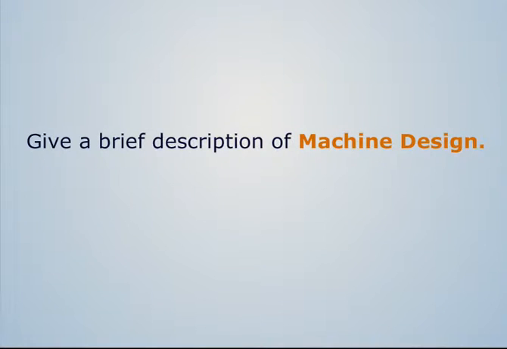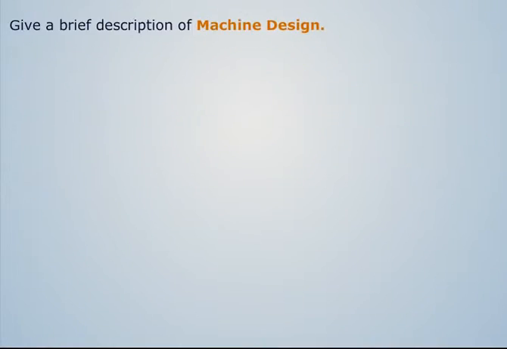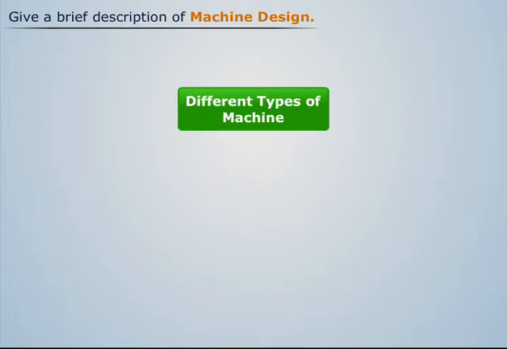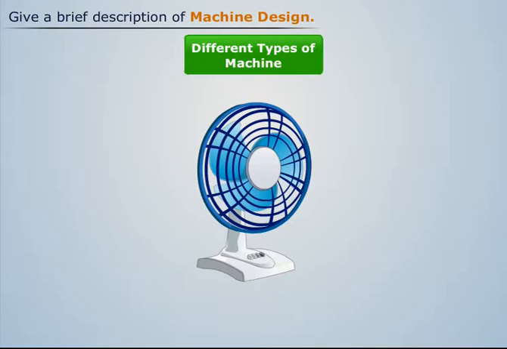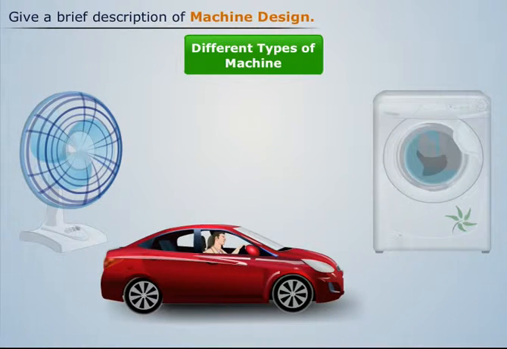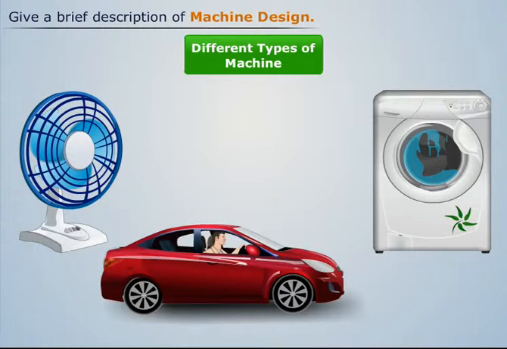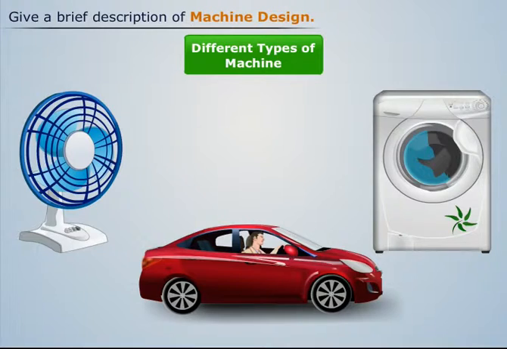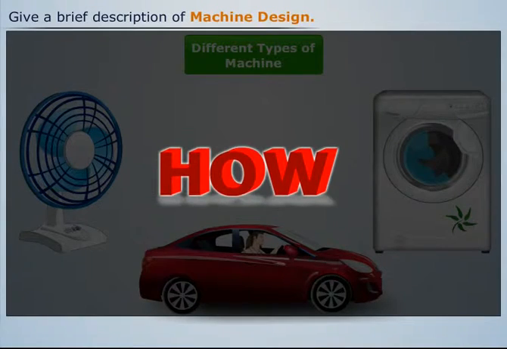Give a brief description of machine design. In our daily life, we come across different types of machines, such as fan, washing machine, automobiles, etc. All these machines are designed to perform a definite function. But have you ever thought how these machines are designed?